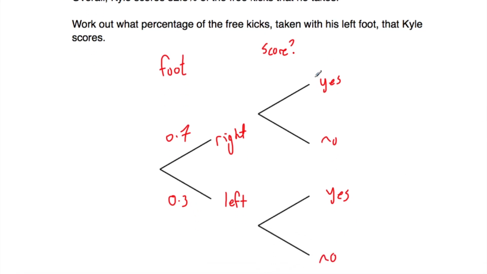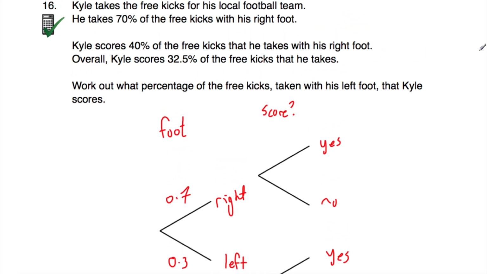and no. Now we could put down goal and no goal if you wanted to, but I've just put down score yes or no, so you can label it how you wish. So he scores 40% of the free kicks that he takes with his right foot. So it's going to be 0.4 for 40%. So that means he doesn't score, he misses, with 60% of them.